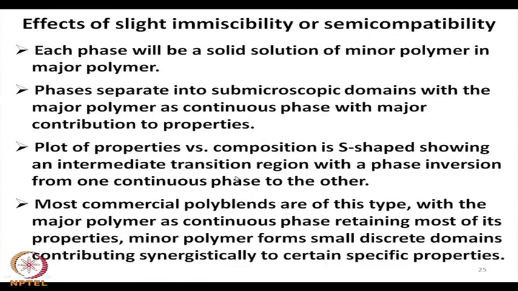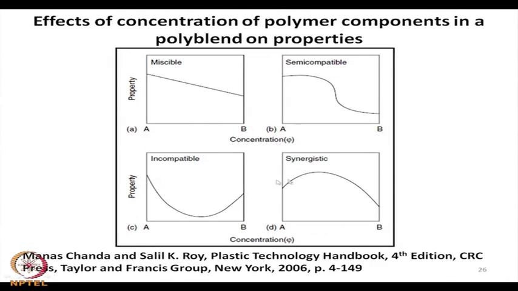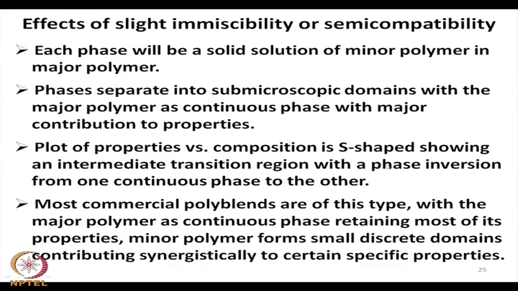It shows an intermediate transition region, with a phase reversion, or phase inversion, from one continuous phase to the other. That means the dispersed phase would become the continuous phase and the continuous phase would become the dispersed phase. So, this kind of phase inversion is found to occur in the case of a semi-compatible blend.